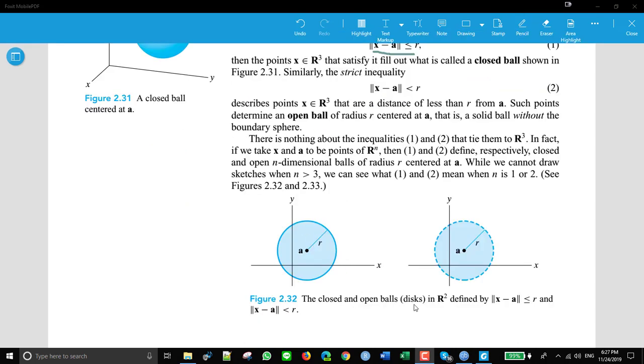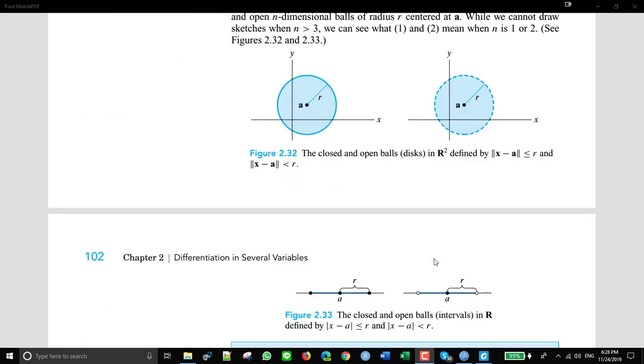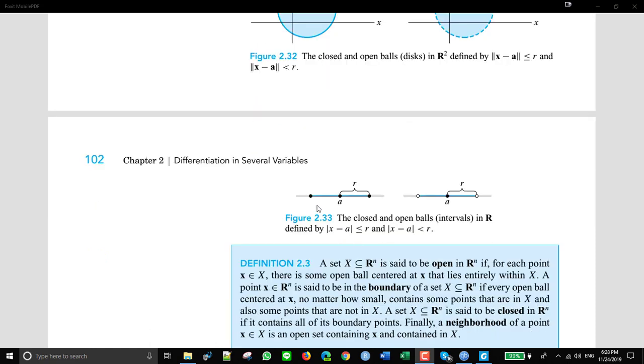So here she says this is the open ball, which we could call a disk in R2. So that's this one. And, sorry, the open and closed one. So this is the closed ball or closed disk. We could call it a disk if it's R2. And this is the open disk in R2, centered at A with radius R. And here, the closed and open balls are actually intervals when we're talking about R.